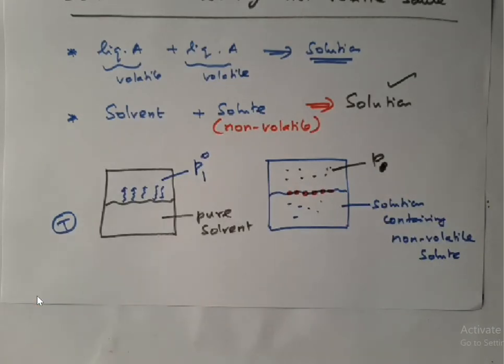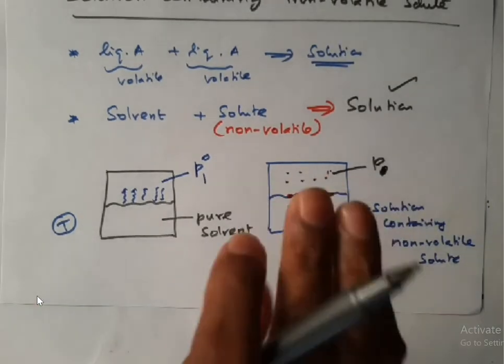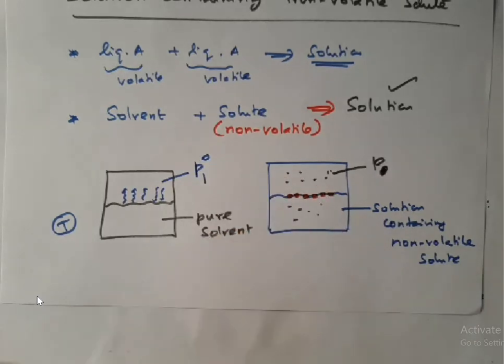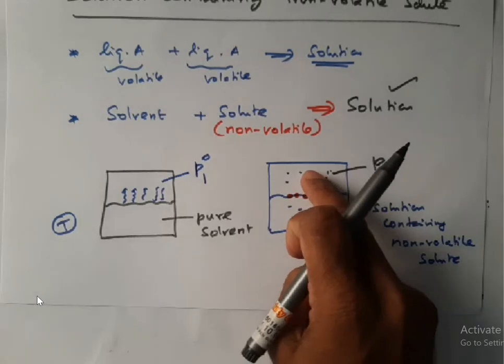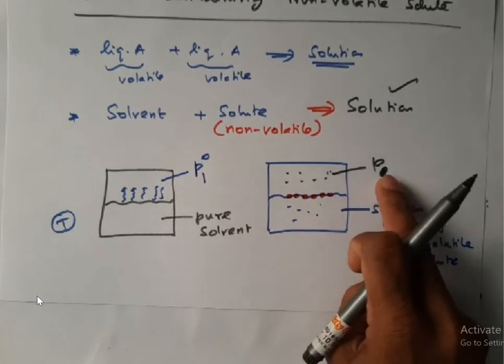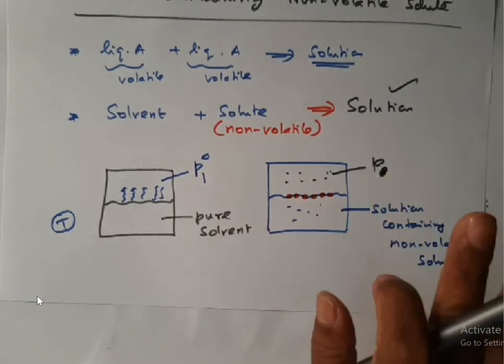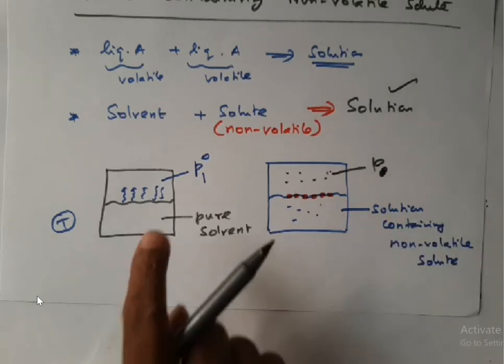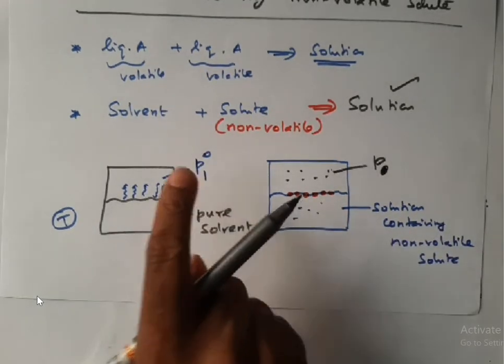But we know very well, this vapor is also formed by solvent molecules alone. Is this clear, students? Because solute is non-volatile. Solute molecules cannot go to vapor state. Only the solvent molecules go. Since this vapor pressure is for solution, I am just using the symbol P. P means vapor pressure of solution. P1 naught means vapor pressure of pure solvent.